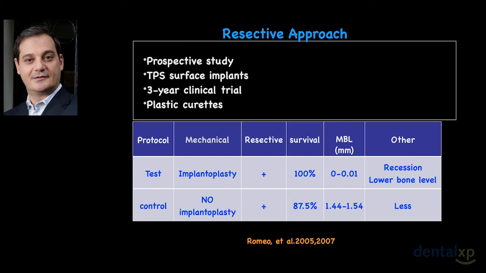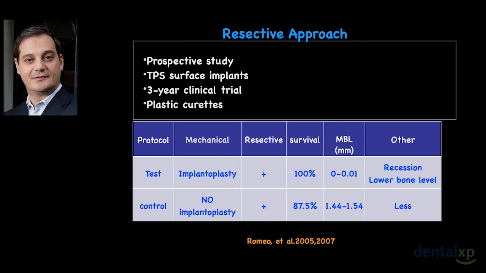And they did a test and control. One test had implantoplasty, one had no implantoplasty, and both of them received resective, and the survival was 100% when they did implantoplasty. Definitely they had recession and lower bone level because they did resective, and in control they had again almost the same, but the pocket depth, as they measured, was also controversial. They had better adaptation of the soft tissue when they did an implantoplasty.